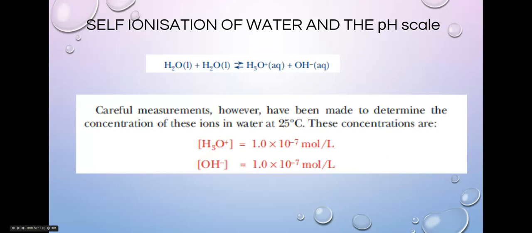Of course, if they collide with each other, they go back again. It's an equilibrium process. Now, when they've made careful measurements of this, they found that the concentration of the H plus ion was 10 to the minus 7. And because every time we make an H plus ion, we actually make an OH minus ion at the same time, it has the same concentration in pure water at 25 degrees.